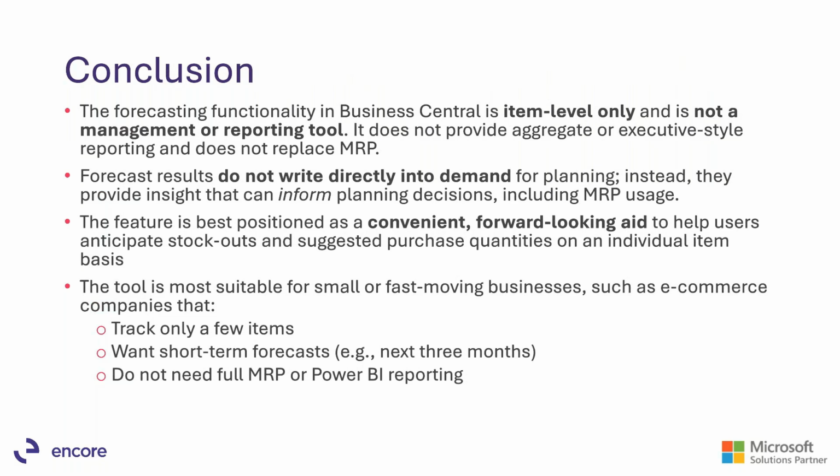If we have that forecast data on the item card, it does not write data into our demand forecast table. We know Business Central has a demand forecast function. This does not write data into it; it's just on the screen and gives us a quick view of the forecast, maybe for the next 3 or next 6 periods. It provides insight for planning decisions. So think of this as guidance or a quick view of the forecast, not for MRP automation.